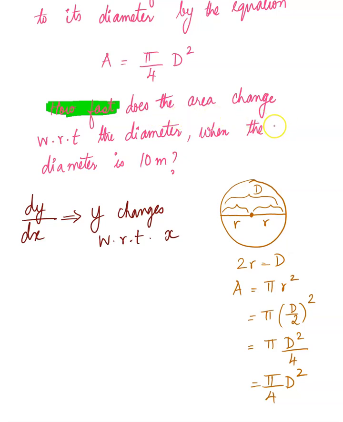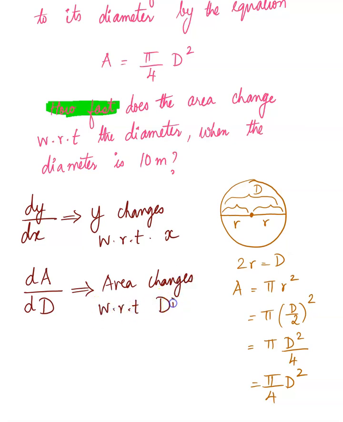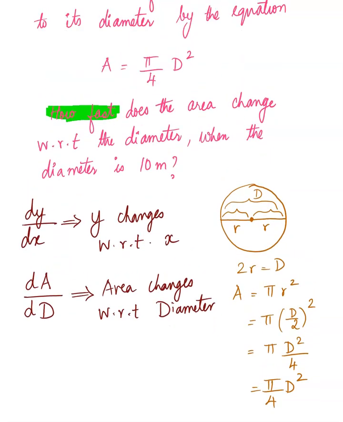Here it says, how fast does the area change with respect to the diameter? So area with respect to diameter, and please watch out for the case sensitivity here. Area is always capital A and diameter here is capital D. This implies area changes with respect to the diameter D. And so I just interpret what I have here in the problem with respect to the derivative format. Okay. So all we are asked to do is find the derivative of A with respect to D.